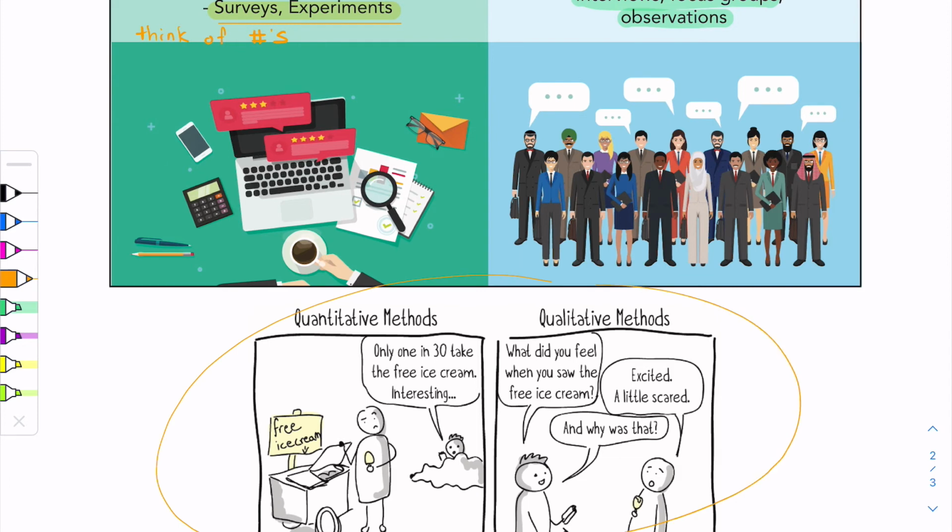And I put a little graphic here just to indicate the difference between the two methods. You can see the quantitative graphic. It says only 1 in 30 take the free ice cream. That's interesting. Where the qualitative method says, what did you feel when you saw the free ice cream? And then it talks about the feelings of the people. This doesn't talk about numbers at all, where the quantitative one does. It references an exact number of people that take the free ice cream.